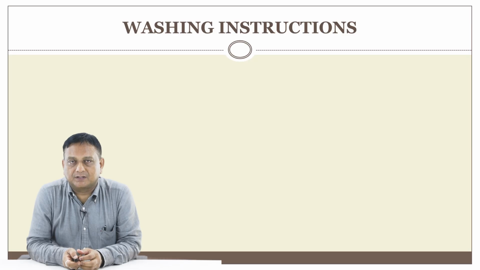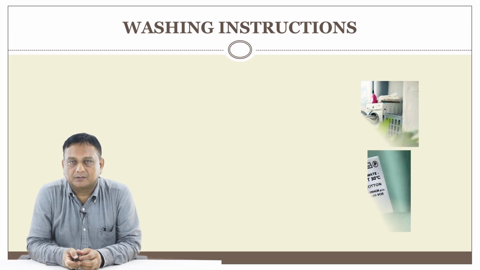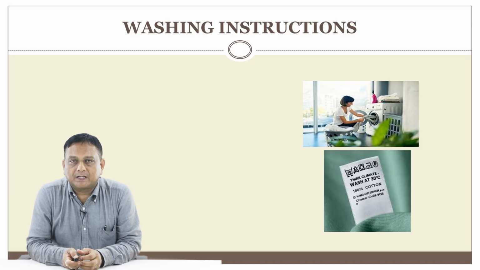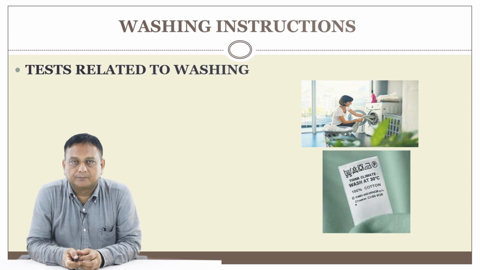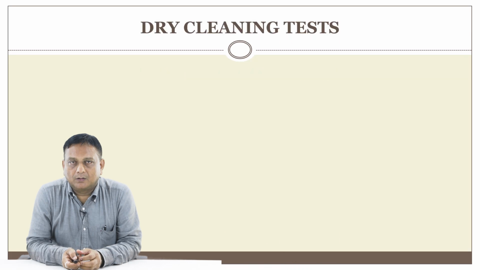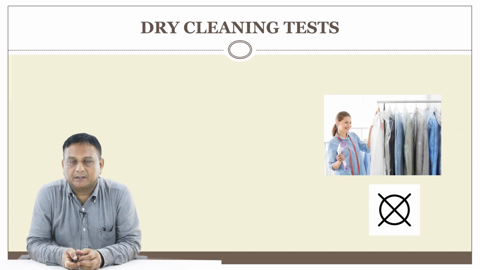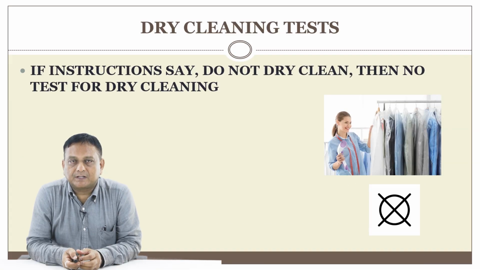Now washing instructions, let us see how they are determined. As we can see, washing machines are used for this purpose, and the tests related to washing we will see. Now dry cleaning tests. What are the dry cleaning tests available? Now a dry clean material is available, a garment. If the instructions say do not dry clean, then no test for dry cleaning is required. So that is also an extreme case.